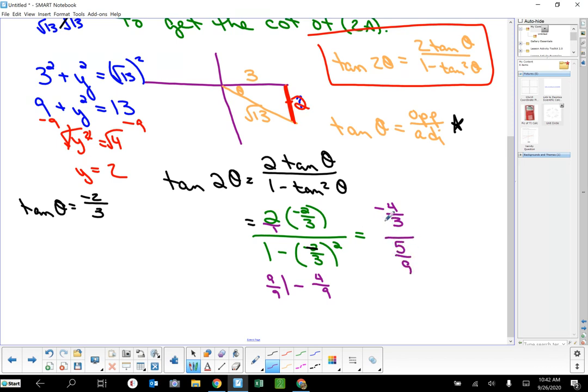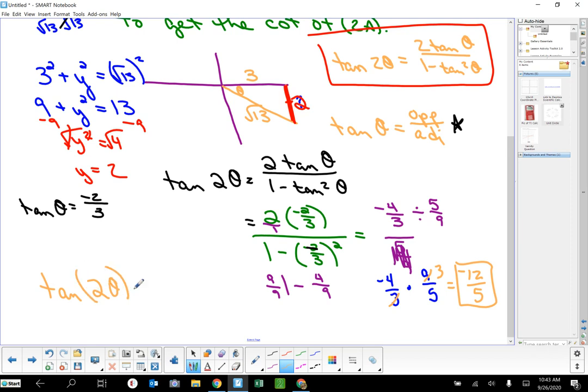And remember the whole keep, change, flip thing, right? Because this is really -4/3 divided by 5/9. To make this go away, I would keep the first one, change the division to multiply, flip the second one upside down, and then I can do some cross canceling. I know that the 3 will cancel into the 9 3 times, and then 4 and the 5 won't do any canceling. So this is going to be -12/5. And so the tangent of 2 theta equals -12/5.